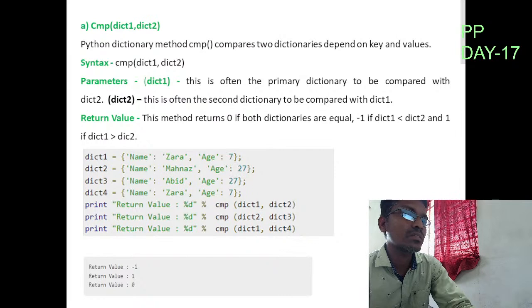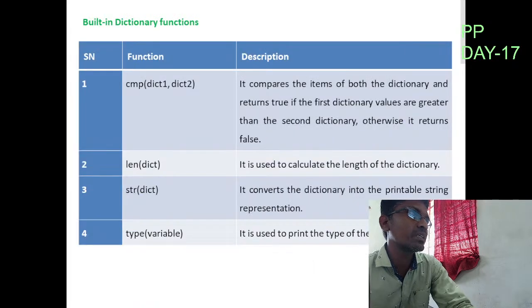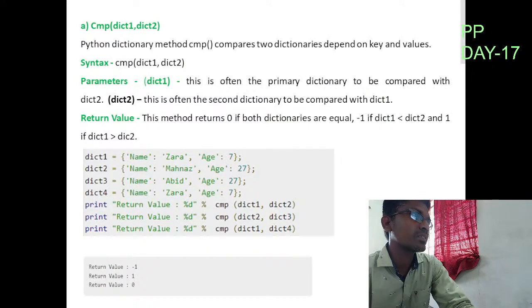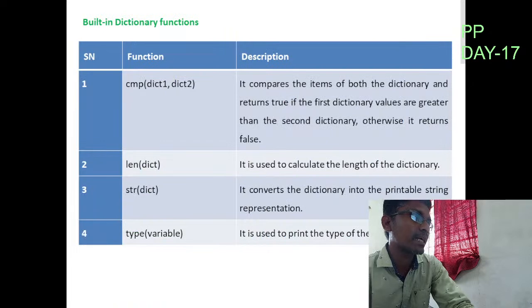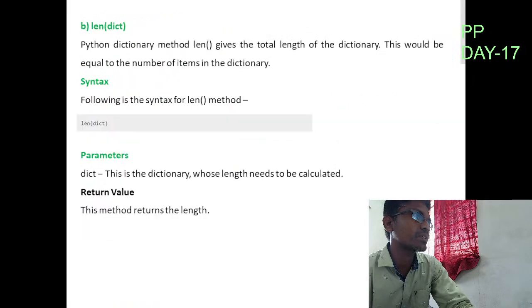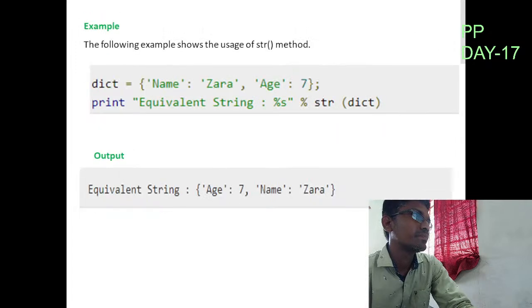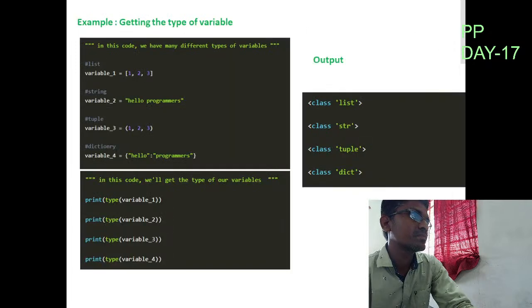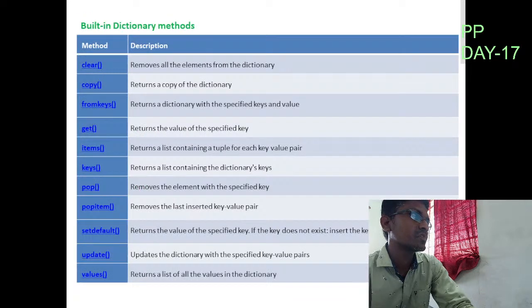And we also discussed in the previous class built-in dictionary functions. So comparison, len, str and type functions. So these are the built-in dictionary functions. Today's class we're going to discuss built-in dictionary methods.